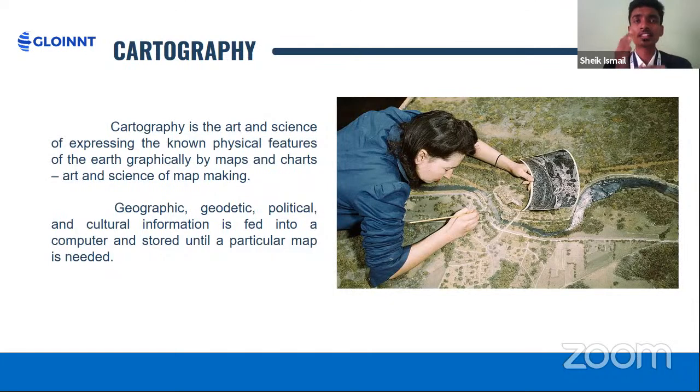So cartography, the study of making maps, includes geographical data, geodetic data, political and cultural information, which is fed into the computer, the processing environment, and stored until a particular map is needed. So who prepares a map exactly? Some person is drawing a map there, right? And who can prepare a map exactly?